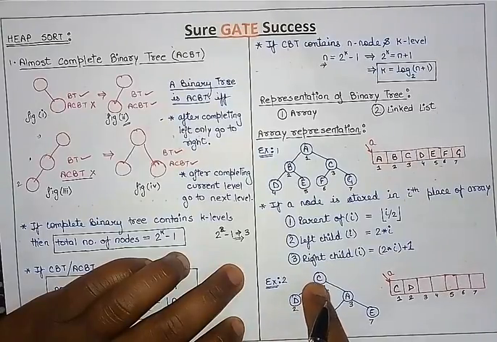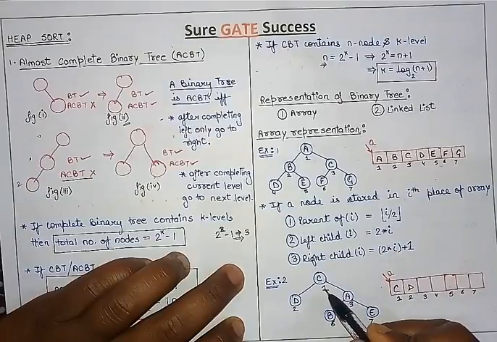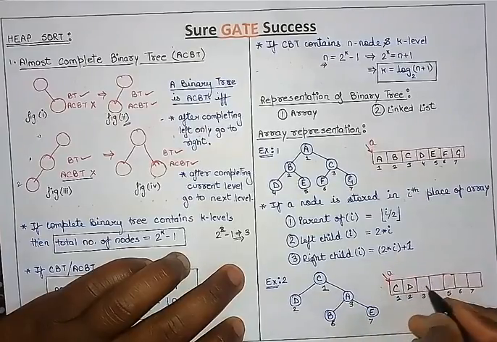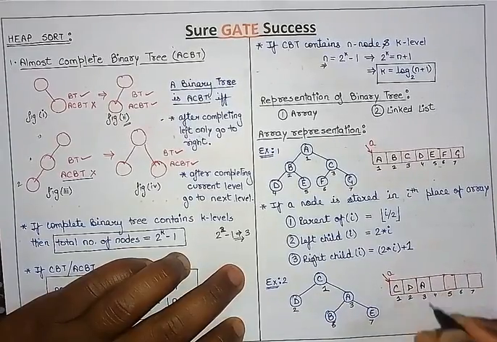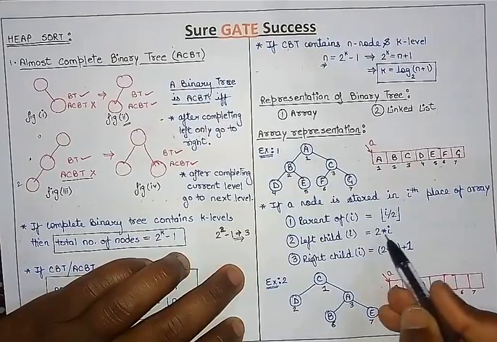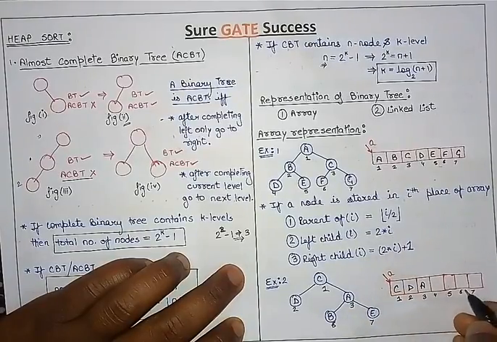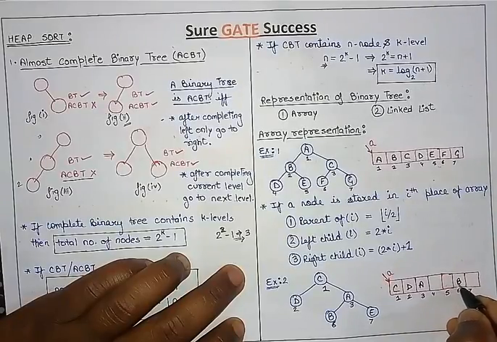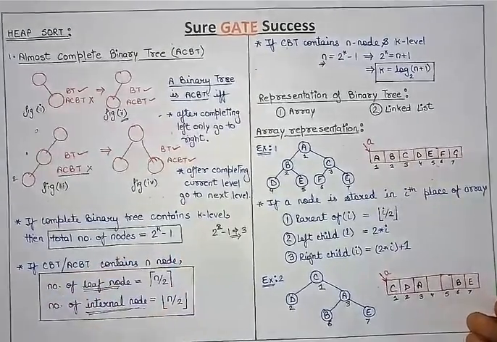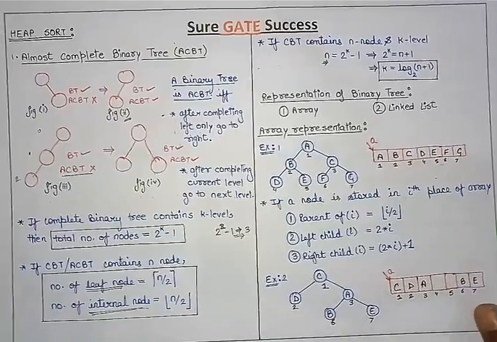Now where will the right child of C be? For the right child, we multiply the sequence number by 2 and add 1, that means 2 into 1 plus 1, which is 3. On the third position there has to be the right child, that means A. Where will the left child of A be? We can find it using this formula. A is on the third position, so we multiply 2 into 3, and on the sixth position there will be the left child of A. Similarly, on the seventh position there will be the right child of A. So this way we can find the positions of the left child, right child and parents.